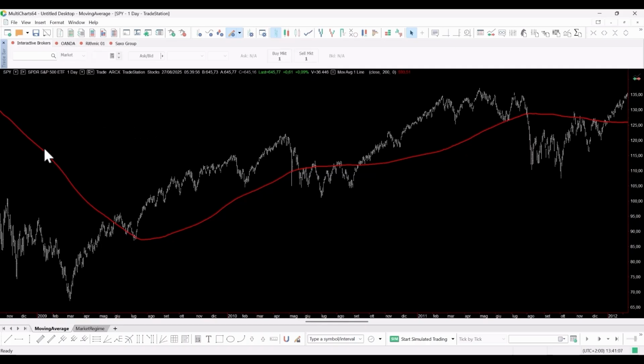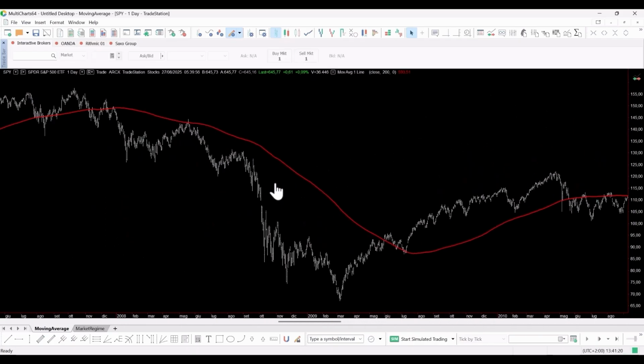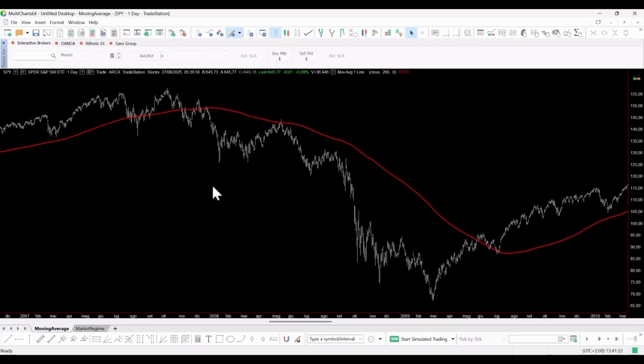Here you can see a 200-period moving average, which is the red line. The interpretation here is pretty straightforward. If the price is above it, we're in a bullish market regime. On the other hand, if the price is below it, we're in a bearish regime. In this specific example, I've used SPY, the ETF that tracks the S&P 500. And you can clearly see that during the 2008 crisis and recession, the 200-period moving average acted as a great filter to show we were in a bearish regime.